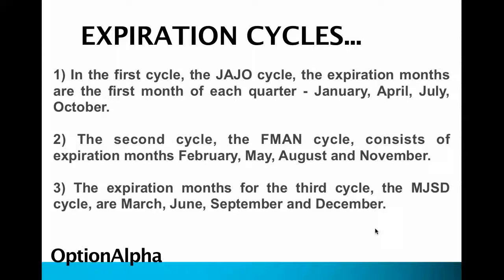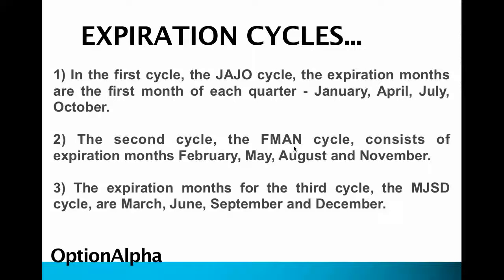There's a couple things that are just underlying factors in options expiration that I want to go over. One is expiration cycles. This is really something that you'll get into if you get into more advanced and high level trading. As you know, the year is broken down into 4 quarters, and within each of those quarters there's 3 months. So there's actually different ways to describe different expiration cycles and contracts you want to trade. In the first cycle we have what's called the JAJO cycle, and those expiration months are the first month of each quarter: January, April, July, October.